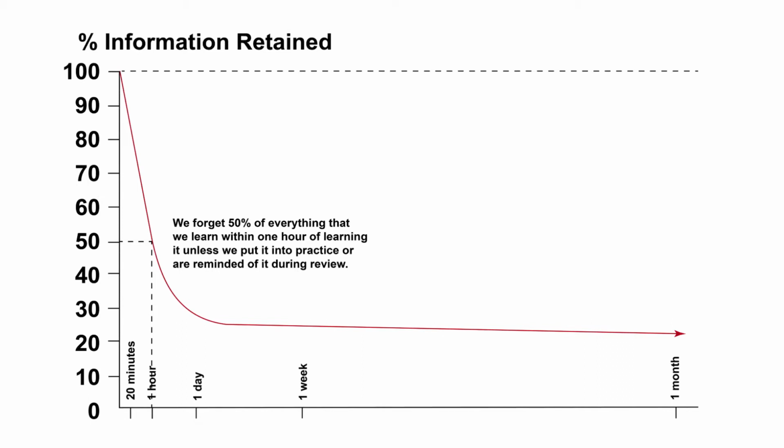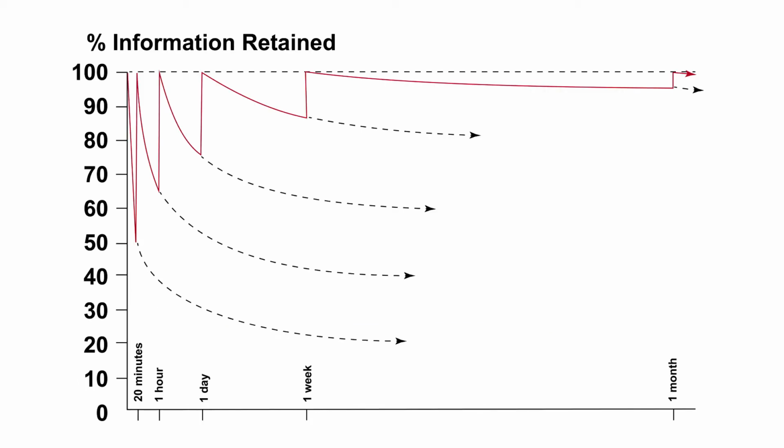In order to ensure that material is retained in the best possible way, it is important to repeat and review it at very specific intervals. Twenty minutes after learning the subject for the first time, you need to go back and summarize it. An hour later, you need to do that again. You need to look back and just glance over it and see what you learned an hour ago.